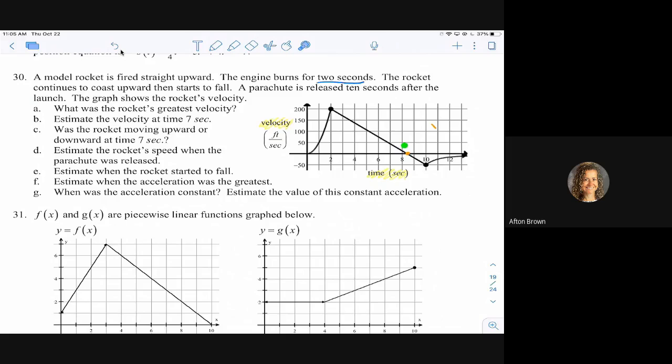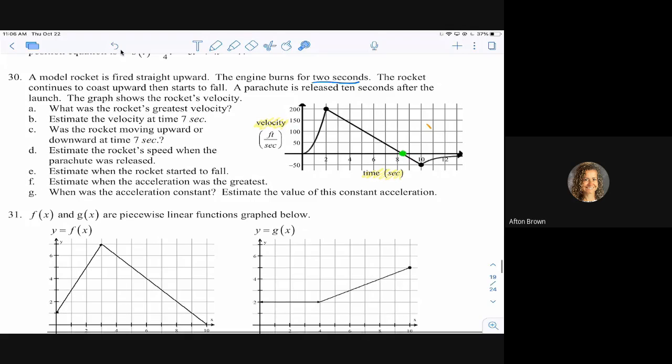A positive velocity means you're going up. After 8 seconds, let's say we look at 9 seconds. At 9 seconds, the velocity is negative. Remember our rule that I said it will change directions when velocity changes signs. Velocity changed from positive to negative. So at about 8.5 seconds is when it changed from going up to going down.